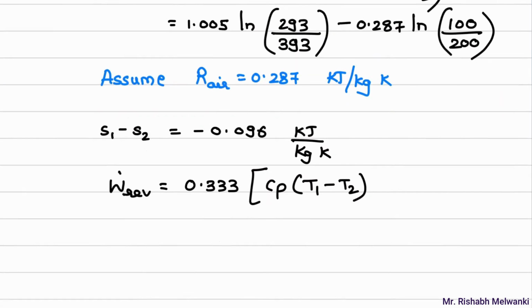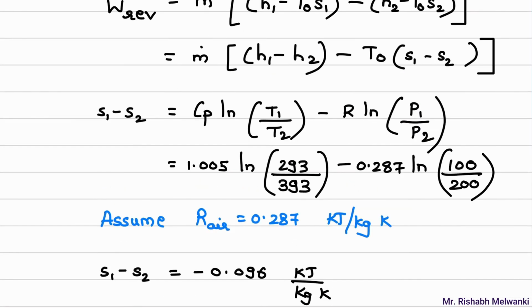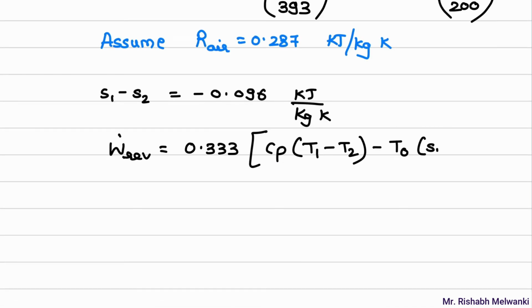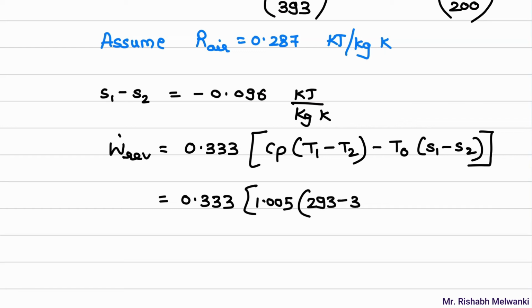Minus T0, as it is; the other parts of the equation remain the same, S1 minus S2. Now substitute the values. 0.333, this is the m dot value. Cp for air is 1.005 kilojoule per kg Kelvin. T1 is how much? 293 minus 393. T2 minus T0, the atmospheric temperature, is the same as T1, 293, into S1 minus S2 that we have found over here. Write down that value.